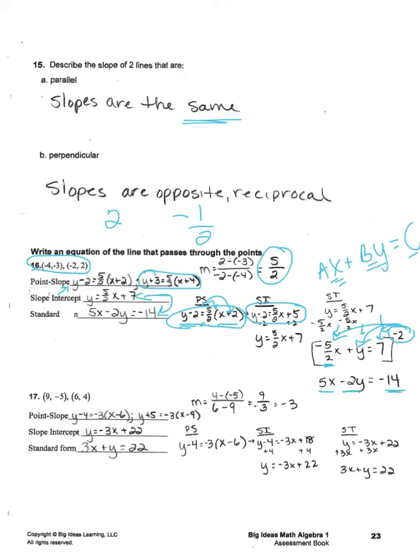Go through the same exact process with these 2 points. So find your slope, put the slope and 1 point into point slope form. You could choose either one. And then take that form, go into slope intercept, find slope intercept, take that form, go into standard. You do not have to use any of the points after you find your slope.